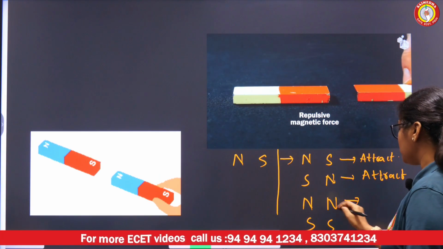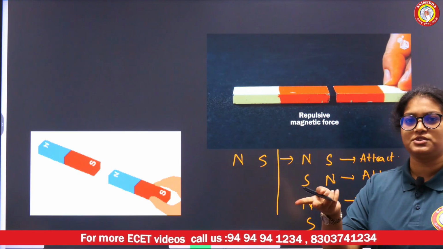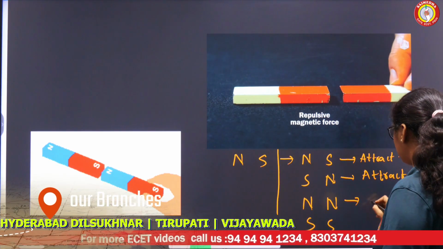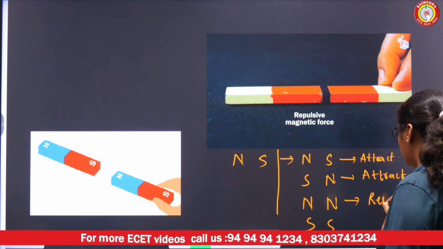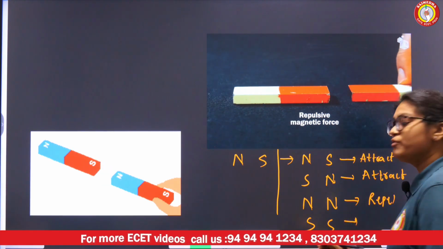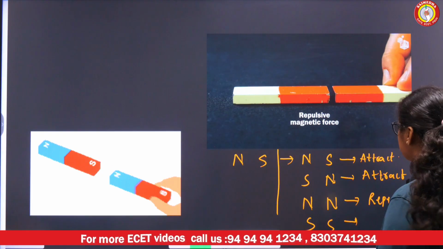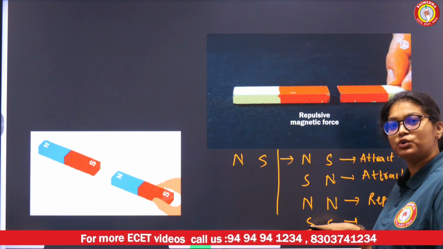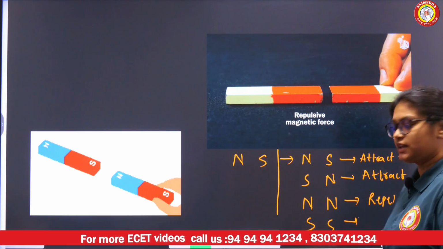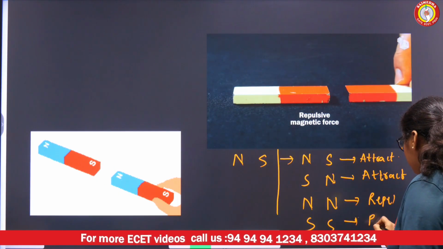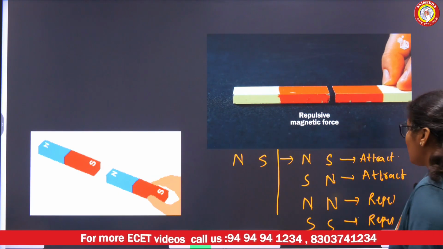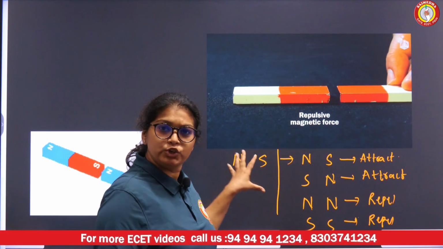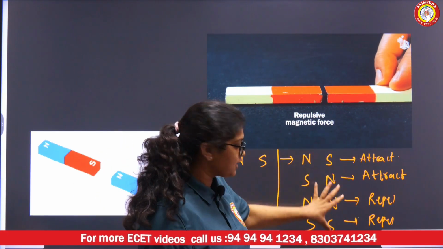And north and north. So we have two same poles. As we have two same poles, they will repel each other. Repel means they are moving away from each other. Clear? Next, south and south pole. Here also we have two same poles. Clear? So they also will repel each other. So we have taken only two poles and seen all the conditions here.